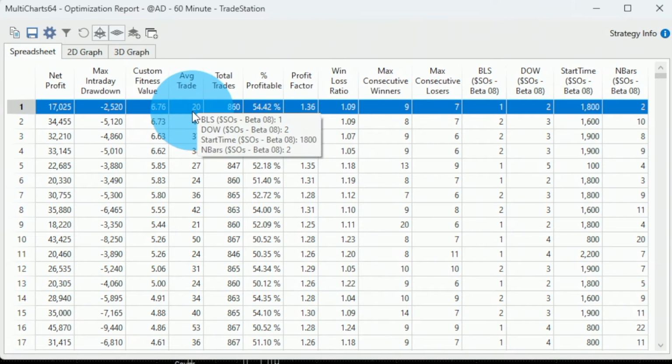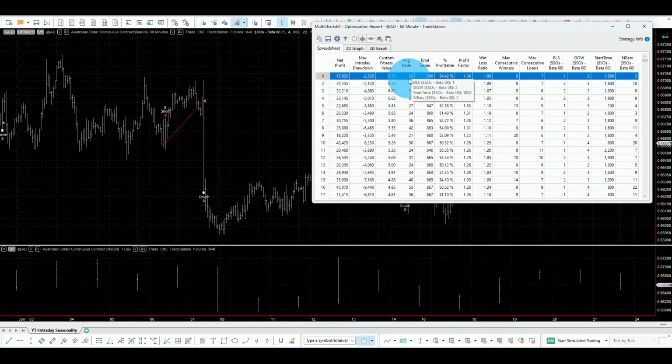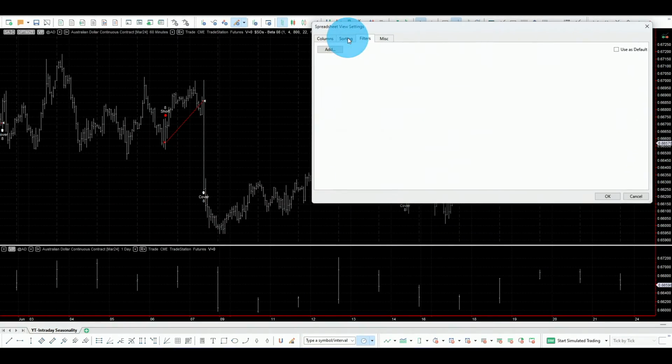Now let's look at the average trade. Remember, the slippage and commission is about $15. So we really need at least $30 per trade on average to really use that strategy. Remember, we can always enhance the strategy with a filter. So let's filter for 30 and above.